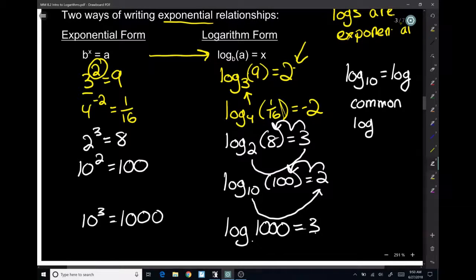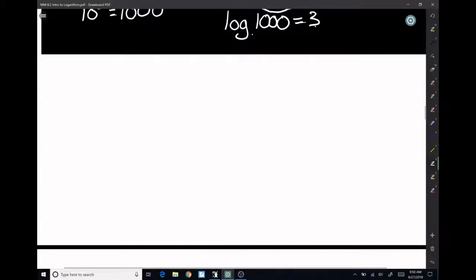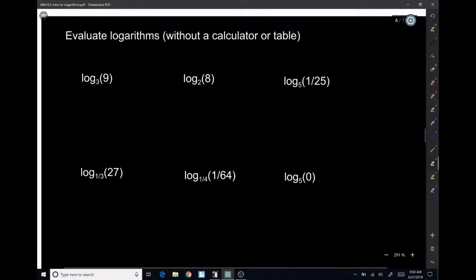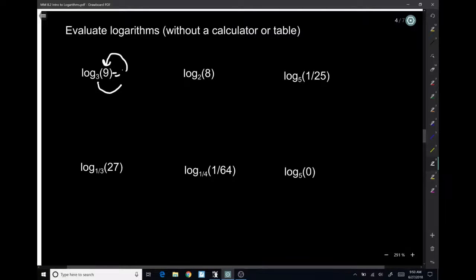So that's converting between exponential and logarithm forms. It's extremely useful and very helpful. A lot of problems can be solved just by doing that. So let's practice evaluating logarithms, meaning finding their values without a calculator or table. Think of these all as a question. It's asking the question, 3 to what power equals 9, and that power is 2. So log base 3 of 9 is 2. So log base 2 of 8 is 3, because 2 to the third equals 8.